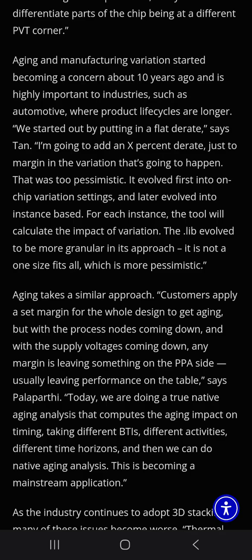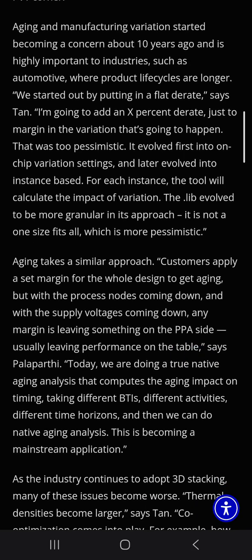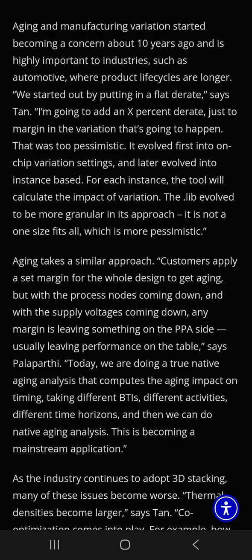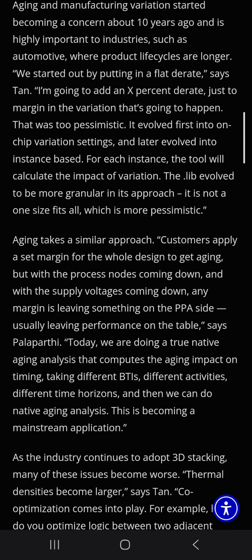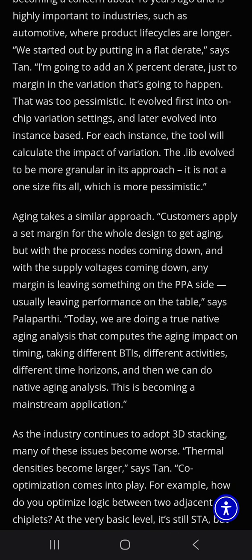Customers previously set a margin for a whole design to account for aging, but with the process nodes coming down, and with the supply voltage coming down, that margin is leaving something on the table on the PPA side, and usually revealing the performance trade-off, said Palaparthi. So we are doing a true instance-based aging analysis that computes the aging impact on timing, taking the different BTIs, different activities, different time horizons, and we can do instance-based aging analysis. This is becoming a mainstream application.